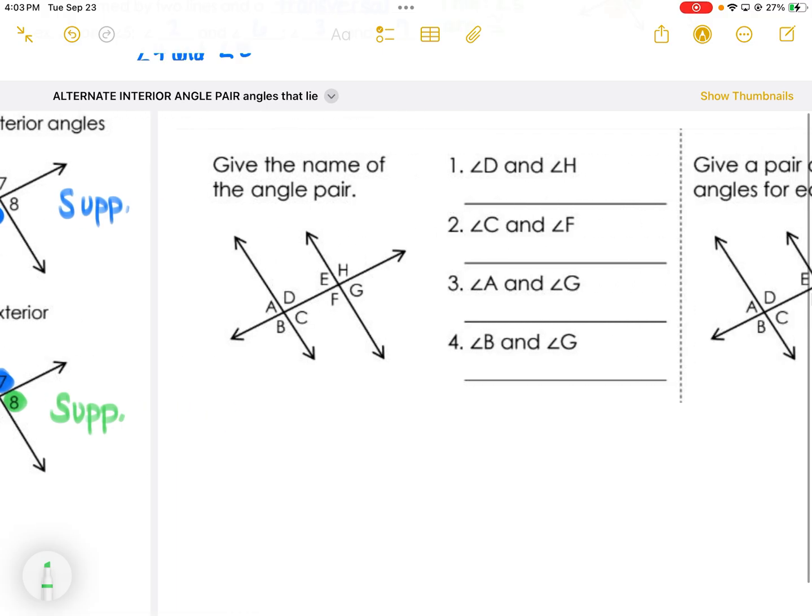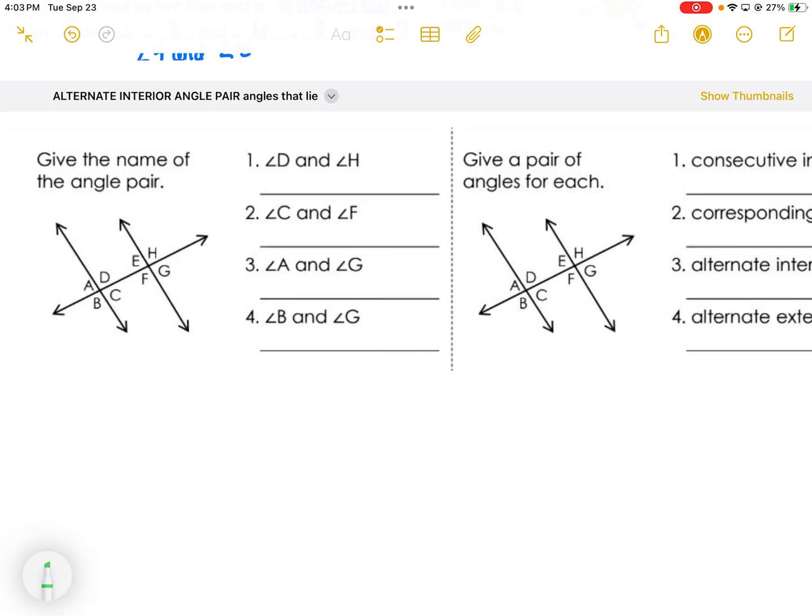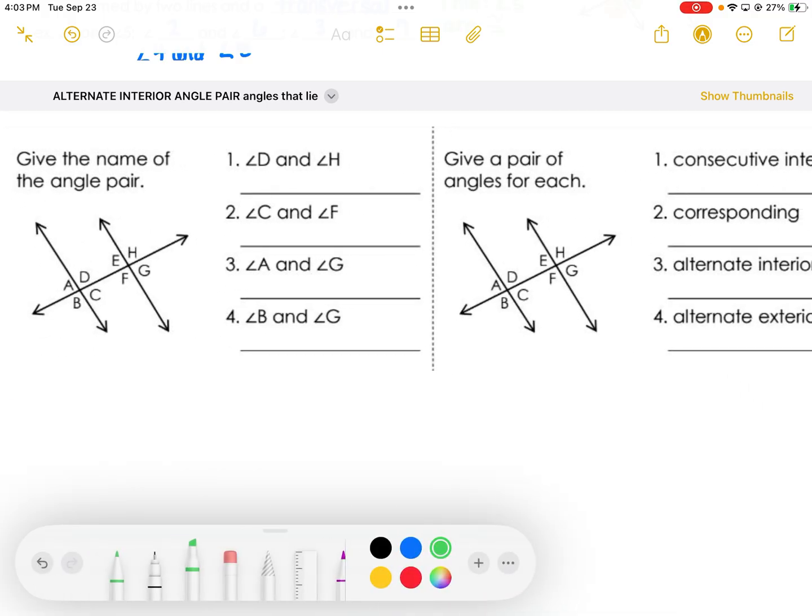We ended up going over these last 2 examples. I'm going to talk through them real quick. If you want to stop the video and try these out yourself and then come back and check, you can do that. Can you identify these angle pairs? So this is what you're going to need to be able to do.